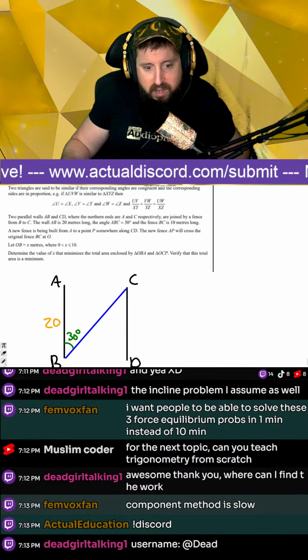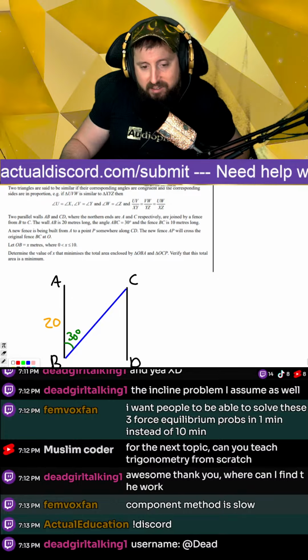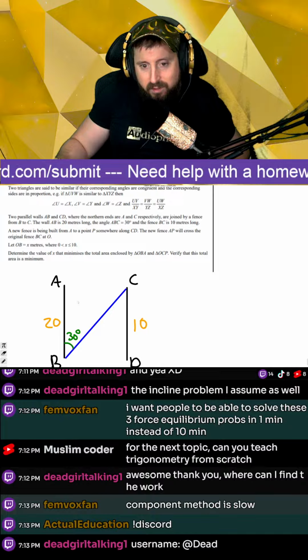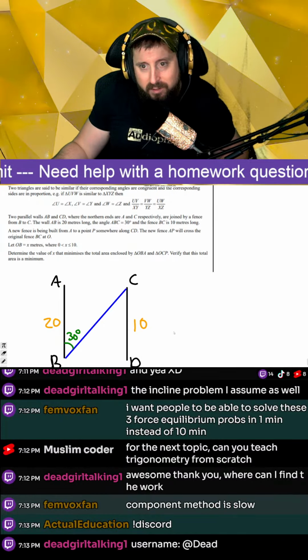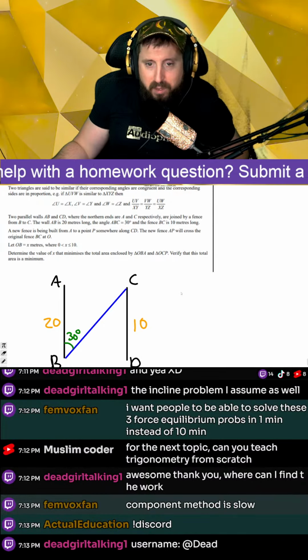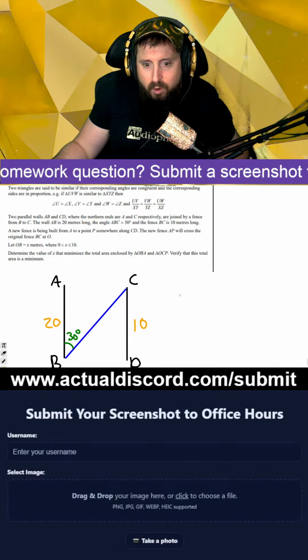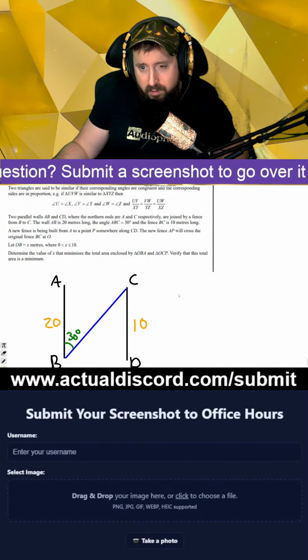And the fence BC is 10 meters long. Oh, this is a classic similar triangles question. We're going to do something like this, I bet, aren't we? A new fence is being built from A to a point P somewhere along CD.